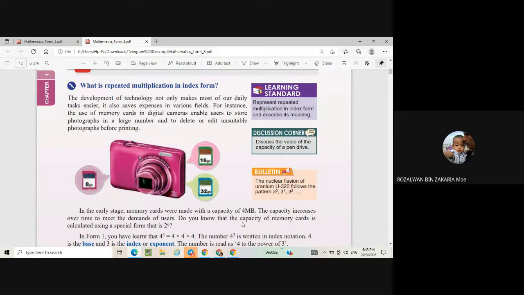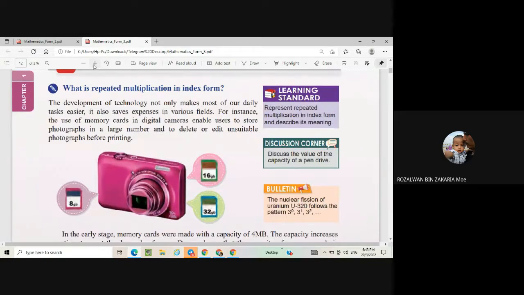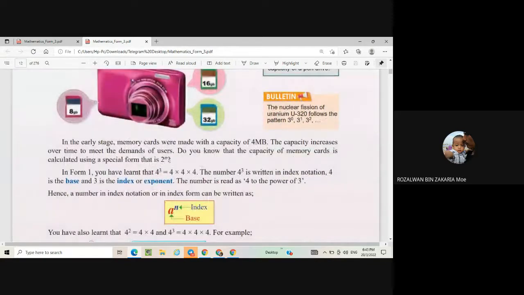Do you know that the capacity of a memory card is calculated using a special form, that is 2 power of n? We read this as 2 power of n. This is the index notation. During Form 1, you have learned that 4 power of 3 is equal to 4 times 4 times 4. The number 4 power of 3 is written in index notation.